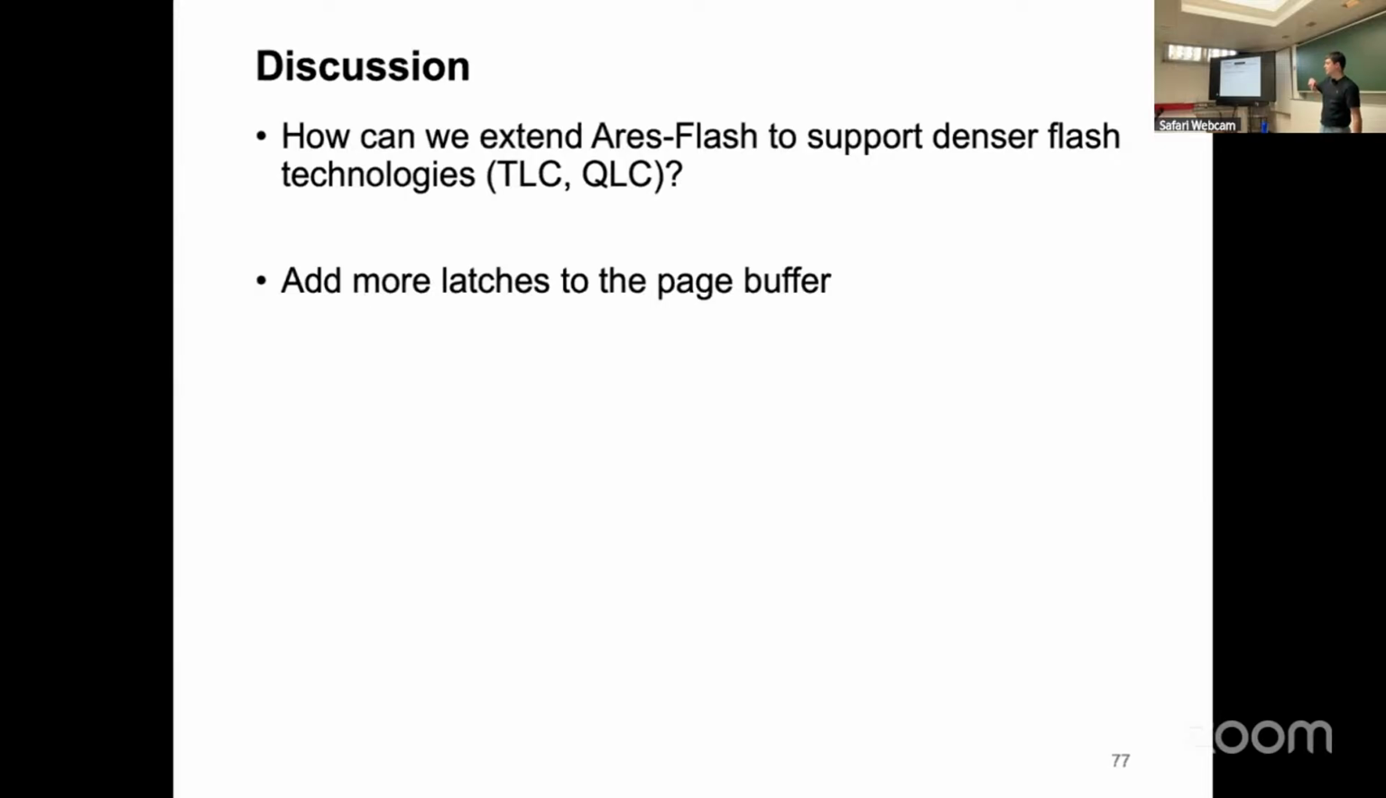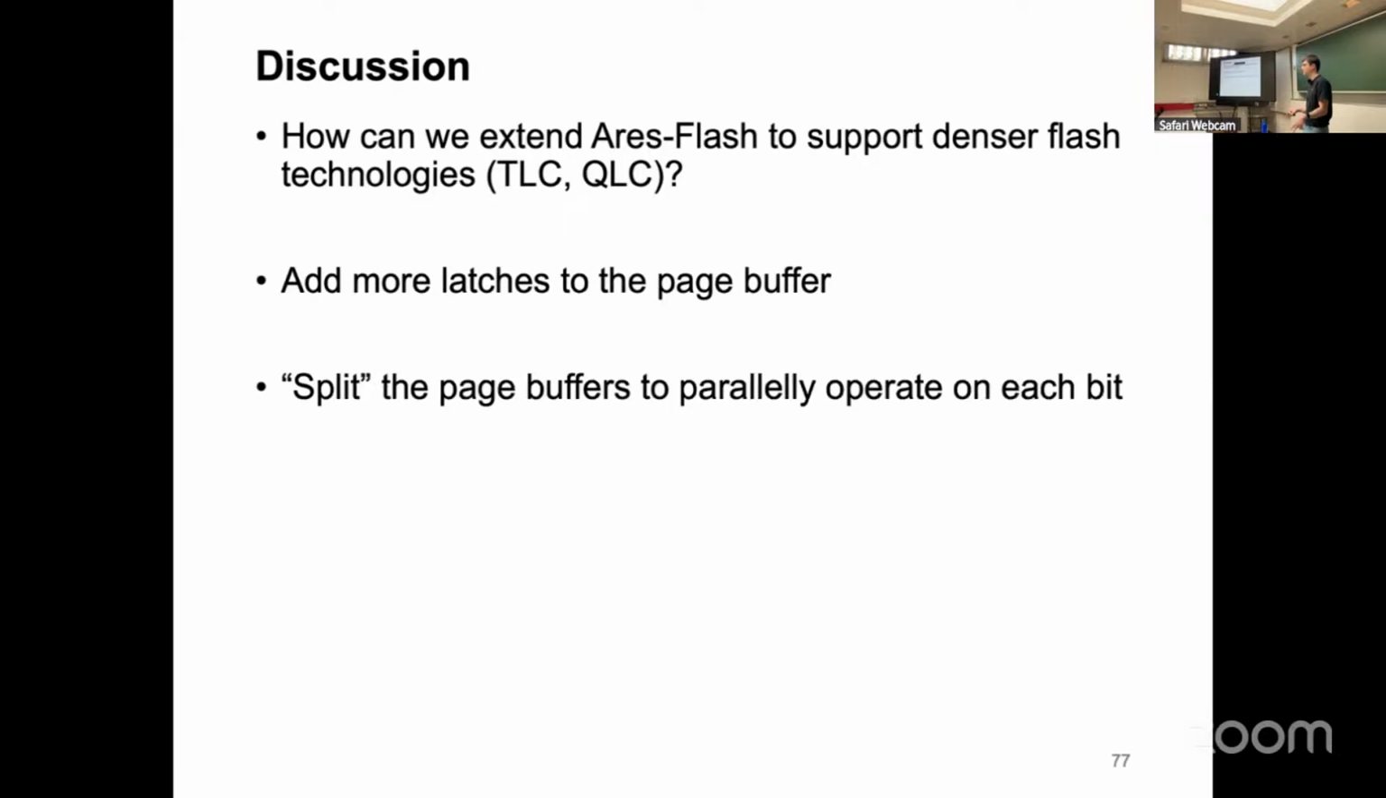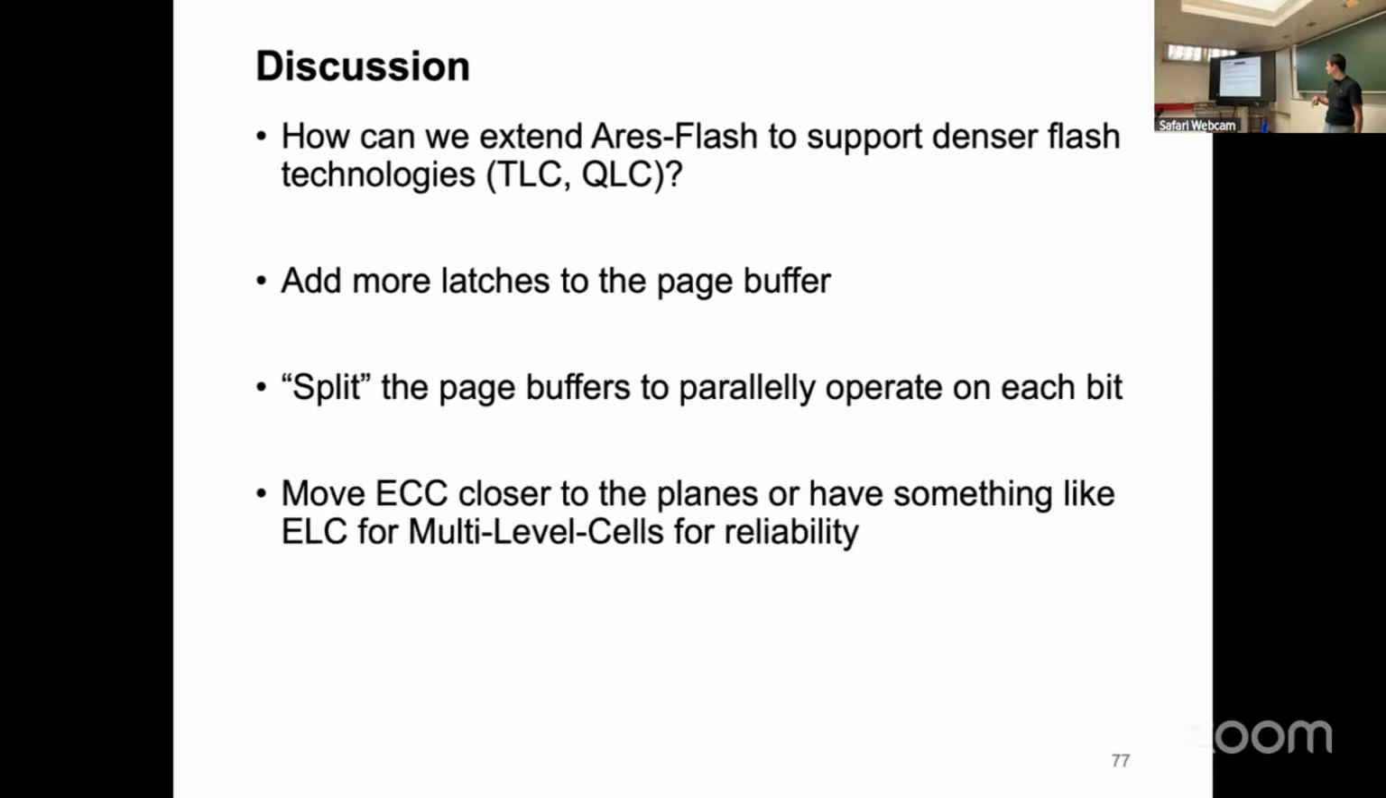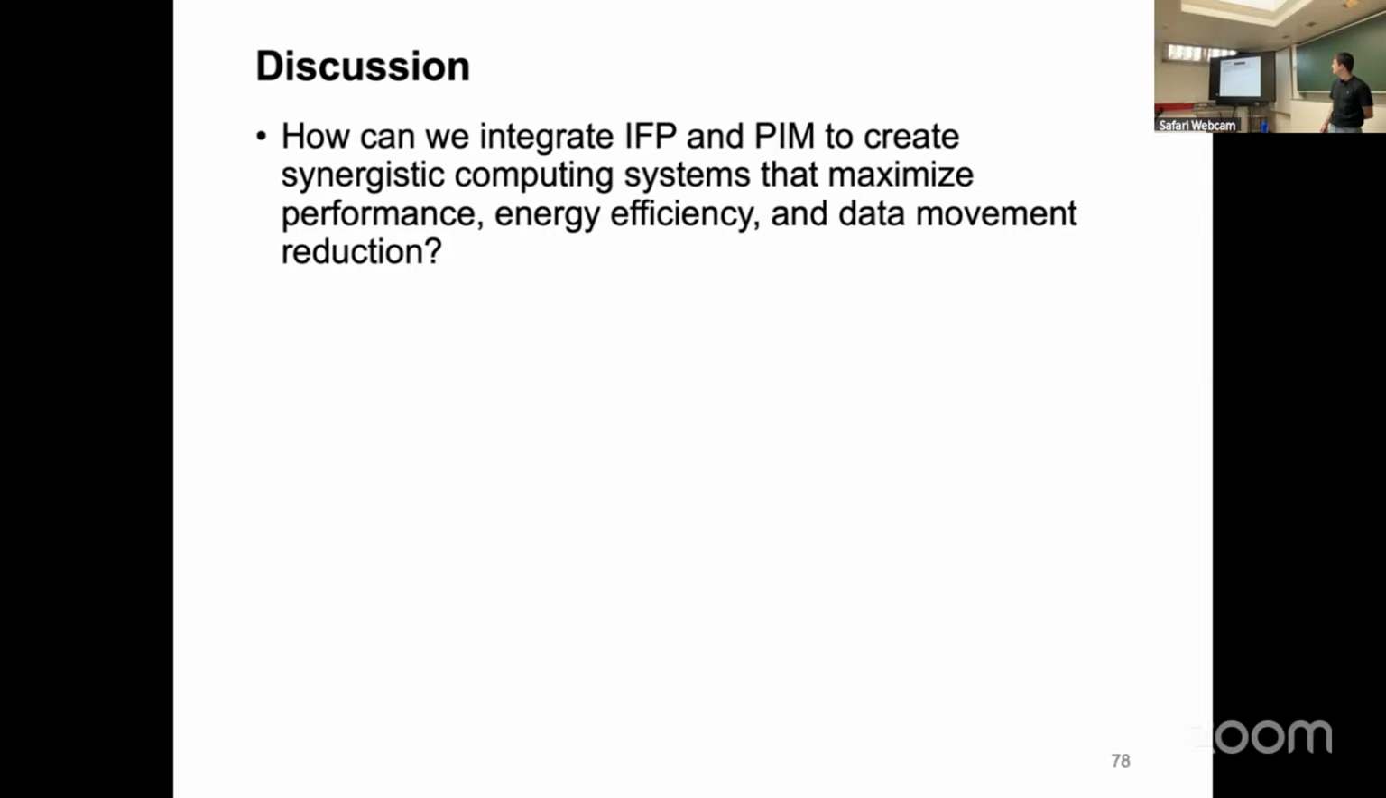And also we would add more latches to the page buffer, and then we could split the page buffer such that we can operate on each bit of the multi-level cell concurrently. And we could move the error correction closer to the planes, or have something like the ESP for multi-level cells. And yes, this is the wrong question, but we can also discuss it.